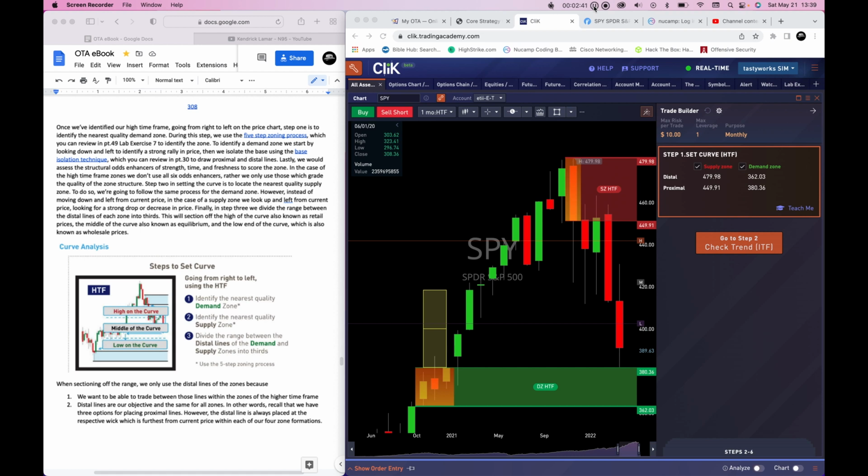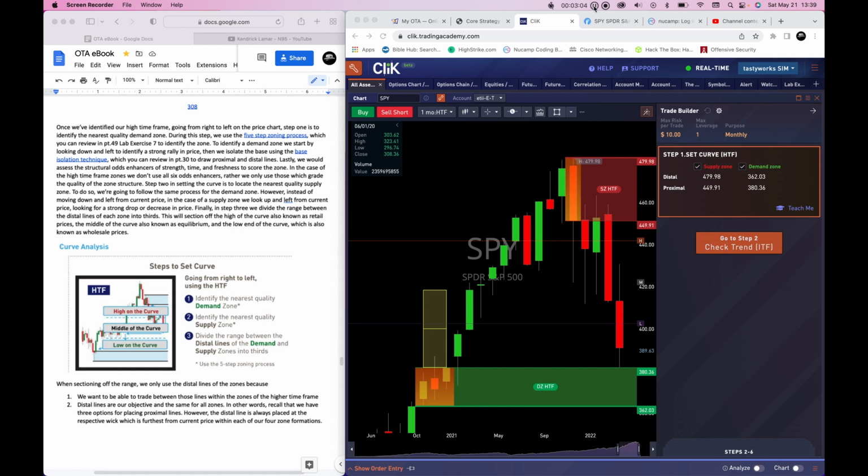Step 2 in setting the curve is to locate the nearest quality supply zone. To do so, we're going to follow the same process for the demand zone. However, instead of moving down and left from current price, in the case of a supply zone, we look up and left from current price, looking for a strong drop or decrease in price.